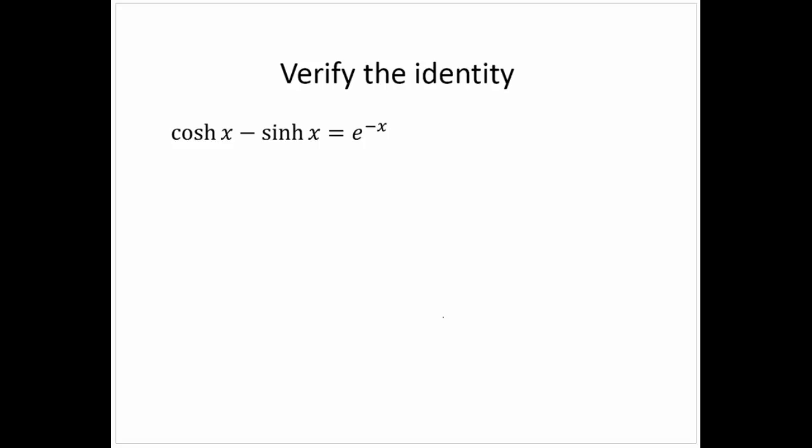So now we'll look at a couple of identities and verify them. Here we're asked to verify the identity that the hyperbolic cosine minus the hyperbolic sine of x is equal to e to the negative x. Alright, so I'll start with the left-hand side, the hyperbolic cosine minus the hyperbolic sine. Using their definitions, the hyperbolic cosine is e to the x plus e to the negative x over 2. The hyperbolic sine is e to the x minus e to the negative x over 2.